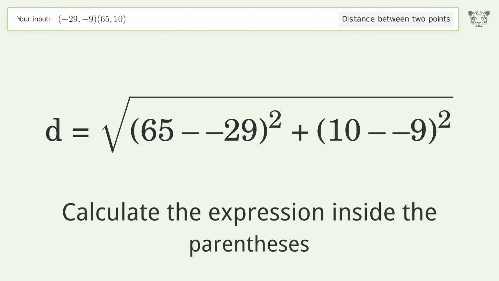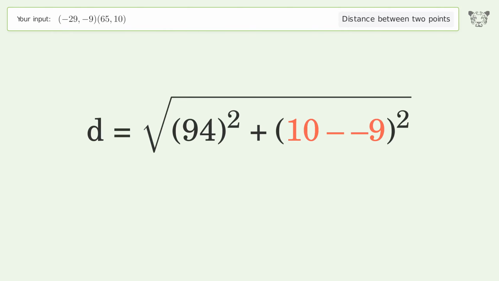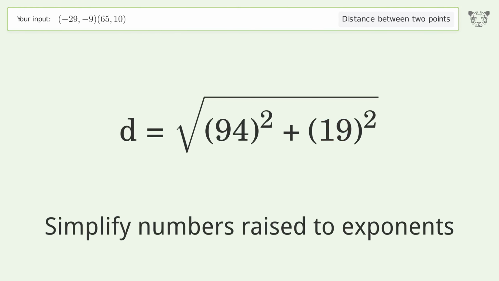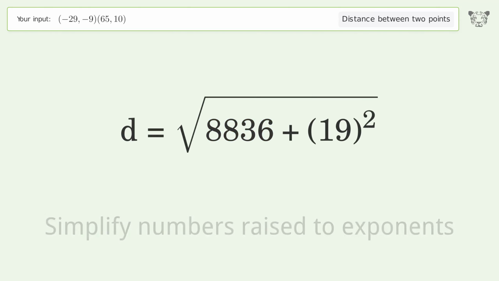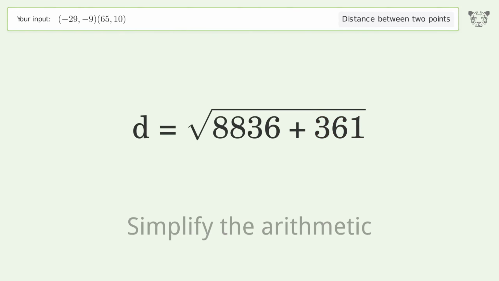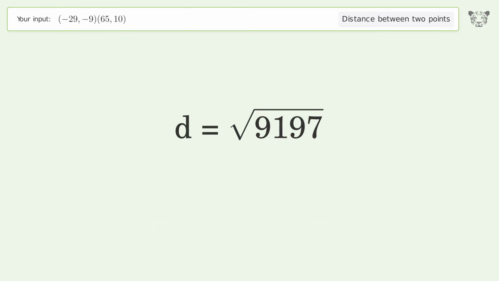Calculate the expression inside the parentheses. Simplify numbers raised to exponents. Simplify the arithmetic. And so the distance between the 2 points is the square root of 9197, or 95.901.